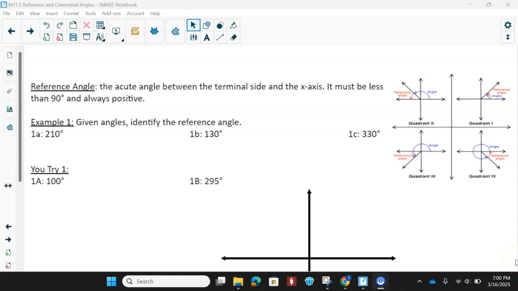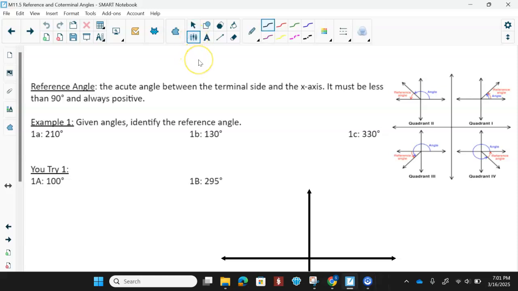In this video, I'm going over the concept of reference and coterminal angles. So what we need to remember about reference angles is, one, a reference angle is an acute angle, so less than 90 degrees, and it's between the terminal side, the side of the angle that's moving from 0 here, to the x-axis. So that is the reference angle. It's the distance from the x-axis to the terminal side.